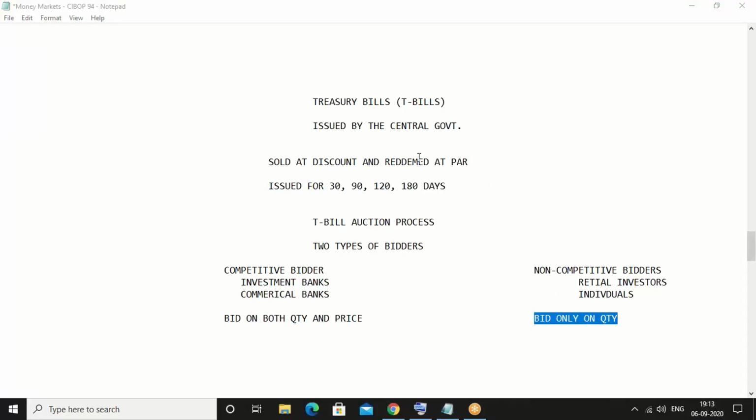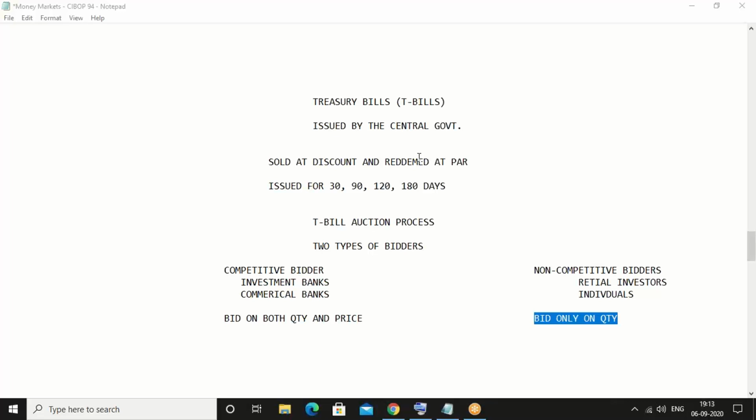We'll talk more about the auction process, but are the basics clear about what is a treasury bill? It's a money market instrument issued by the government, sold at discount, redeemed at par, issued from 30 to 180 days. So there's no 60 days; it's 30, 90, 120, and 180 days.